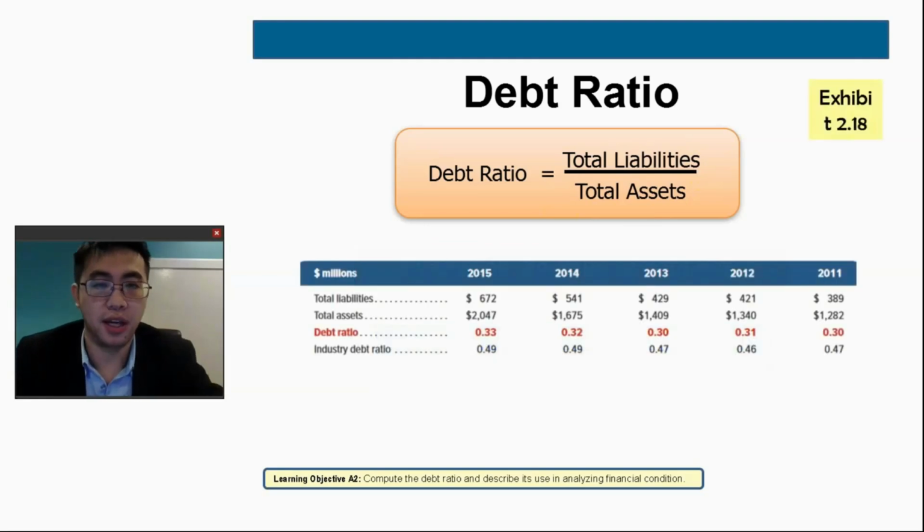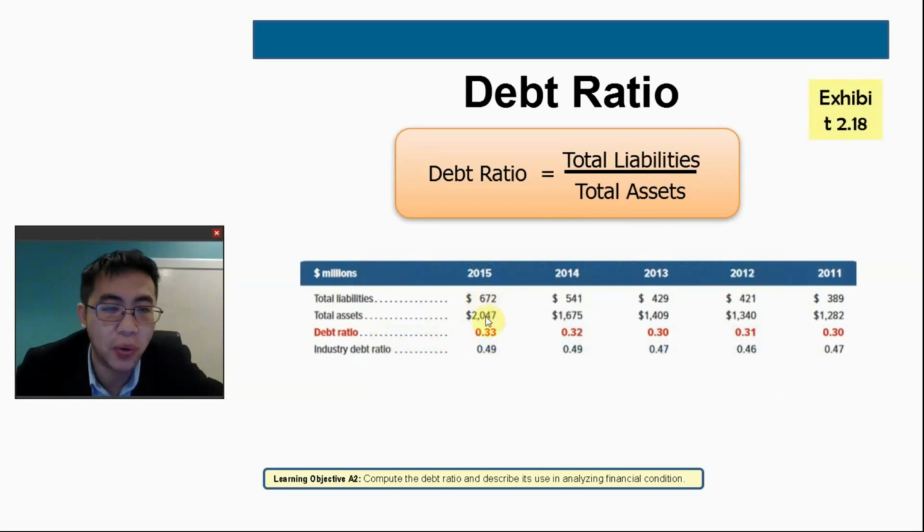And this is a debt ratio calculation. Use the liabilities from the balance sheet divided by total assets. So you will get the total debt ratio. And you compare the debt ratio against the industry debt ratio on average. For this company, you will see the debt ratio is lower than the industry average. So this company's debt is controlled. It's not under huge financial distress.